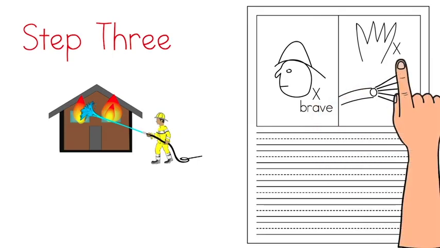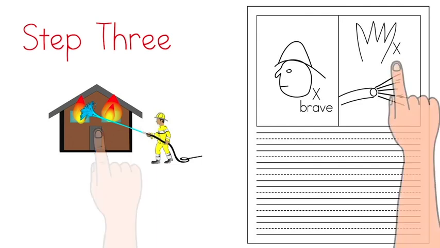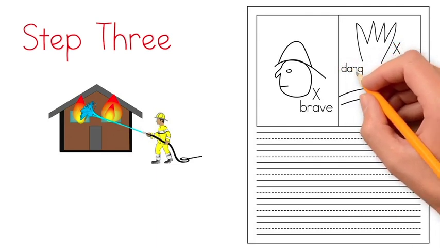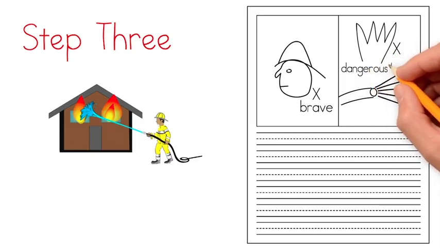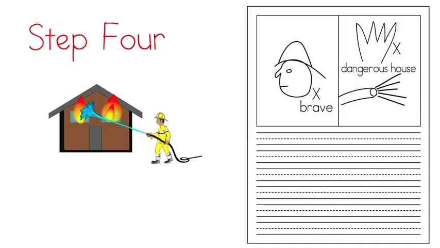Go to the last X in our planning boxes and ask the fancy words question. What kind of fire did the brave firefighter spray water on from his hose? A dangerous house fire. That matches the idea. The fire is dangerous and it's a house fire. Write dangerous house by the X. Amazing job. Super work. Step 4.